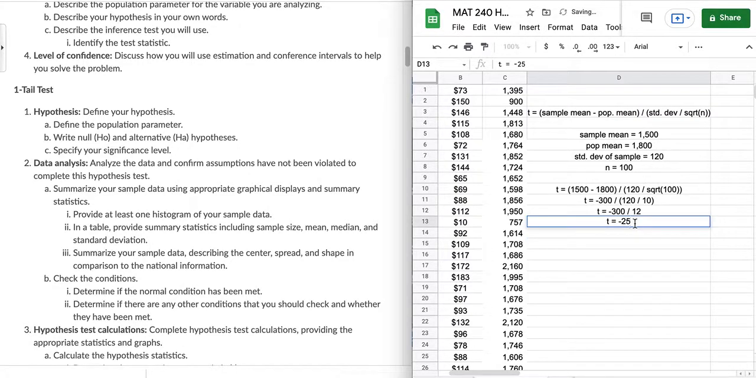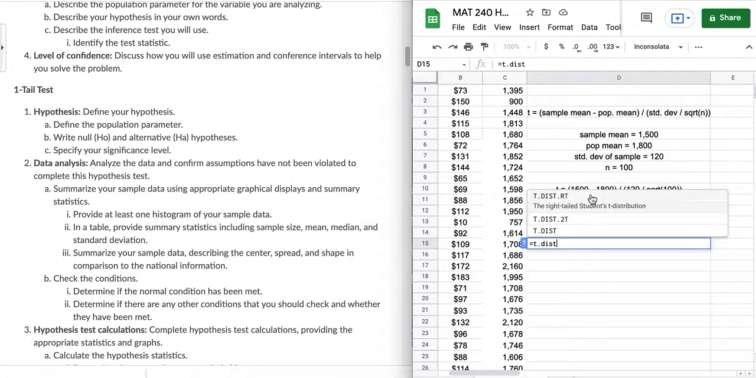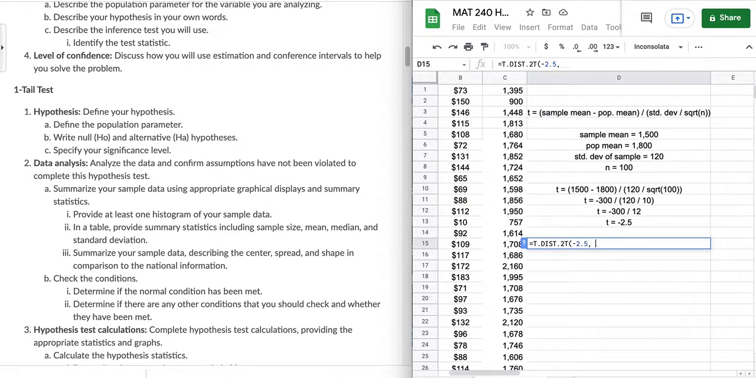So let's fudge the numbers a little bit more. Let's say it's negative 2.5, something a little more reasonable. The functions we found in Excel is equals T.DIST, and then there are a few options. RT means right-tailed, 2T means two-tailed. If you're doing a right-tailed test, that's if you're testing to see if it's greater than something. For T.DIST.2T, all you need is your t value, which is negative 2.5, and then your degrees of freedom. We had 100 for a sample size, so the degrees of freedom is just 99 here.